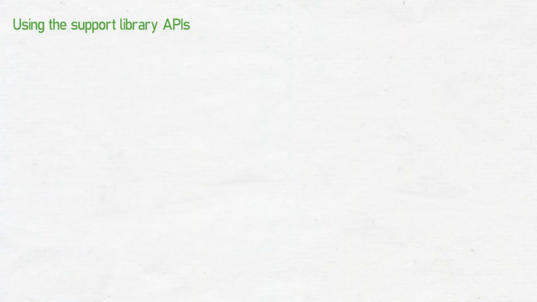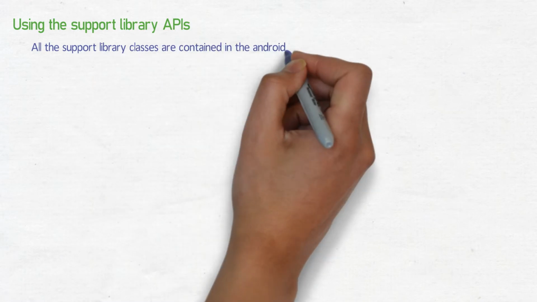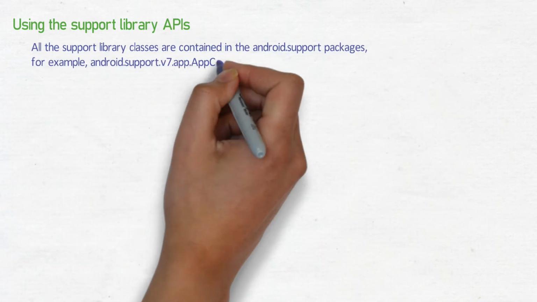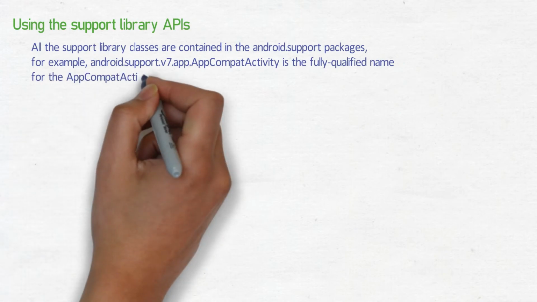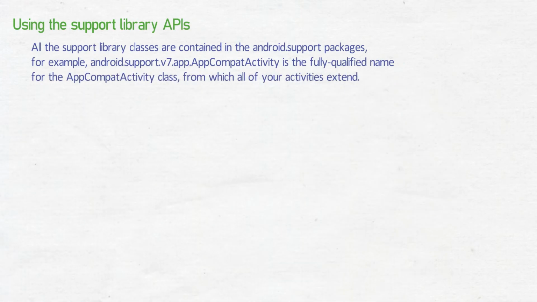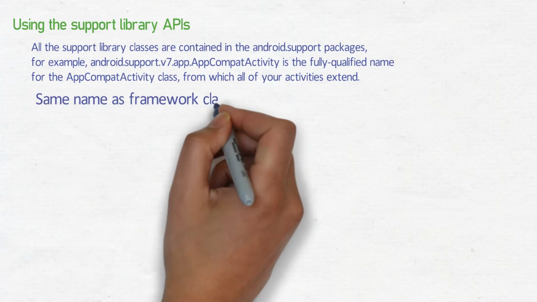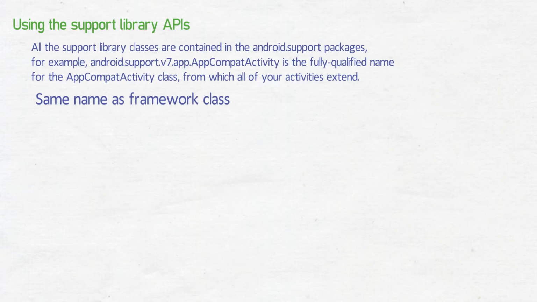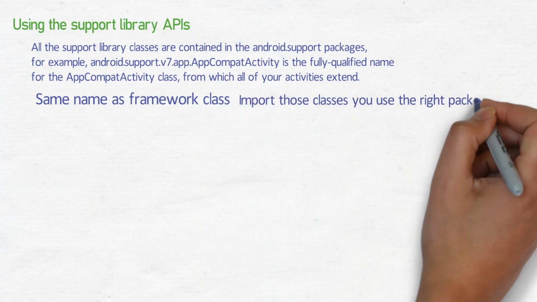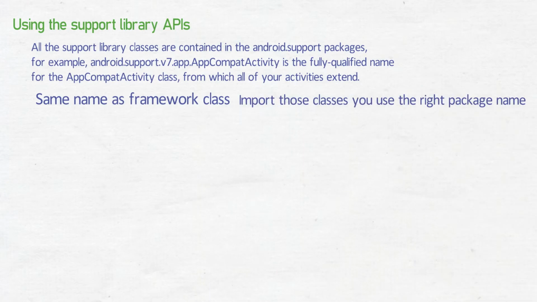All the support library classes are contained in the android.support packages. For example, android.support.v7.app.AppCompatActivity is the fully qualified name for the AppCompatActivity class from which all of your activities extend. Support library classes that provide support for existing framework APIs typically have the same name as the framework class, but are located in the android.support class packages. Make sure that when you import those classes, you use the right package name for the class you are interested in.